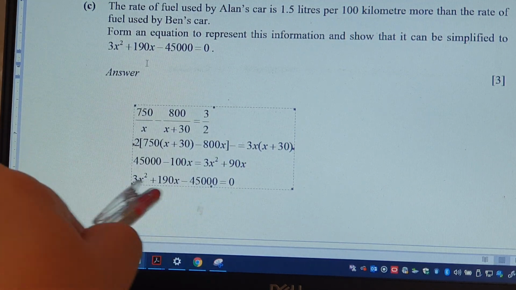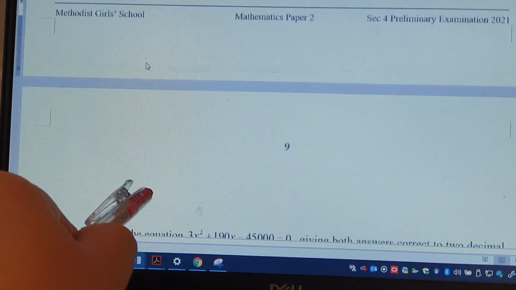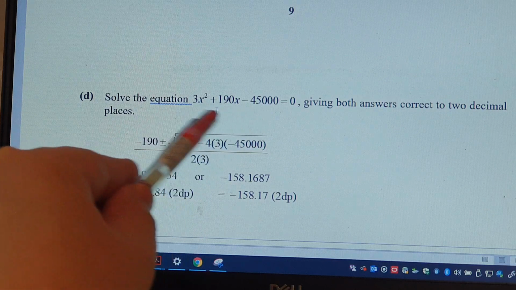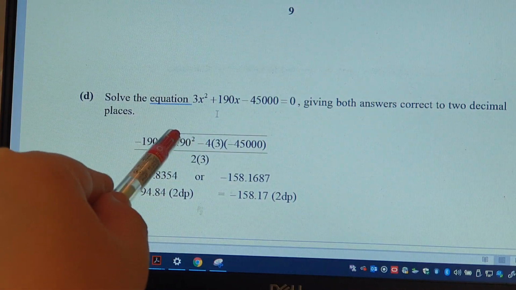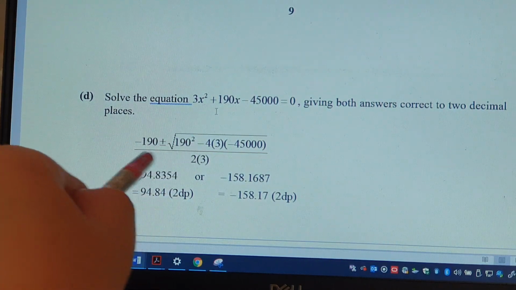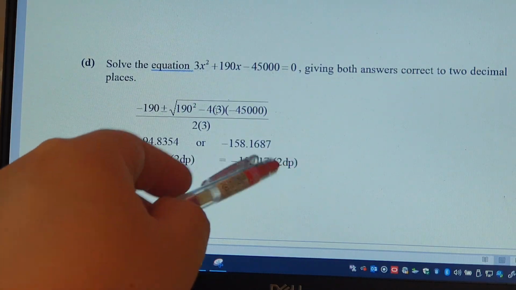If you don't know how to do this part, never mind, you can still use this to solve the next part. The next part, surely they will ask you to solve. Then you just use the quadratic formula. Make sure you put brackets. All these must have brackets, okay? You put brackets for all this, then press the calculator, you'll get this.